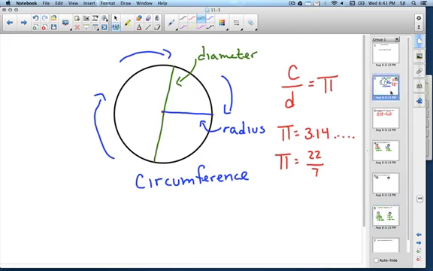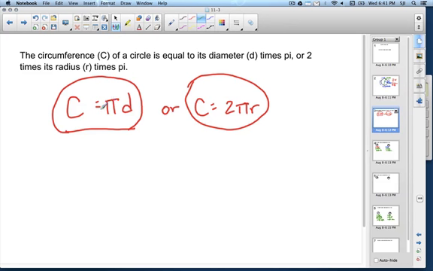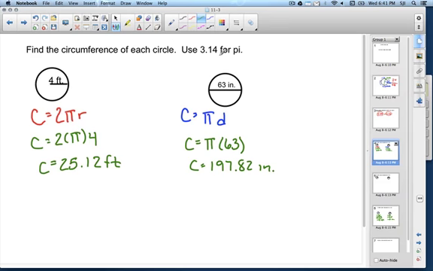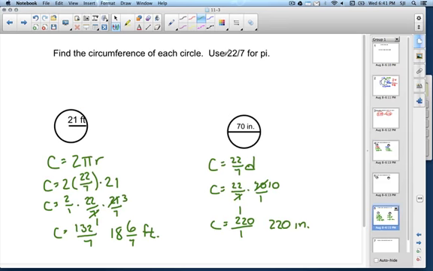So the key to circles is knowing the difference between the radius and the diameter, and knowing that the circumference goes all the way around the outside edge. Pi is the ratio between circumference and diameter. It can either be estimated as 3.14 or 22 over 7. You have two formulas. Circumference equals pi times diameter, or circumference equals 2 pi r, depending on what information you're given about the circle. Depends on which one of these you're going to choose. And you can either be asked to use 3.14 for pi, or you can be asked to use the fraction 22 over 7 for pi.